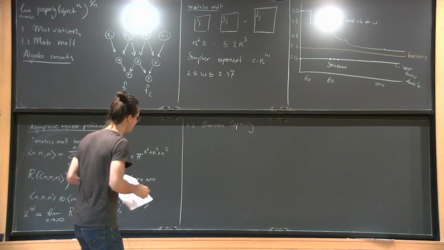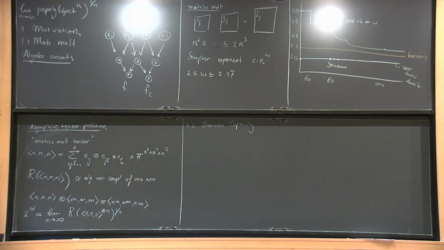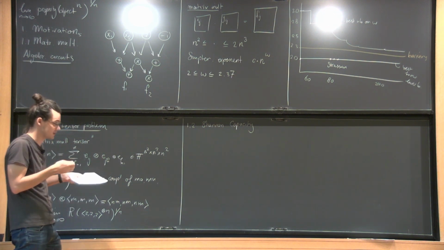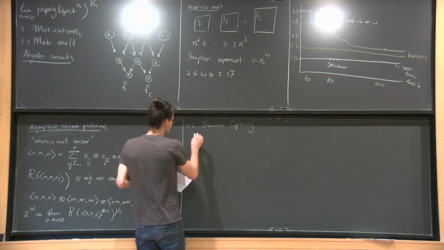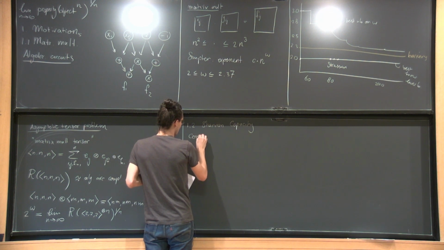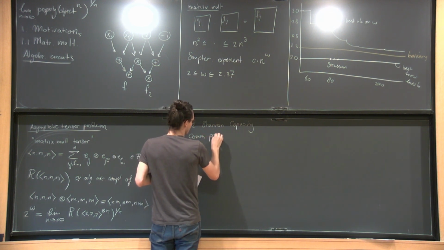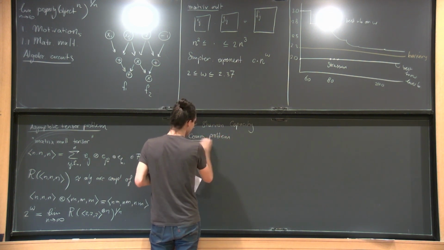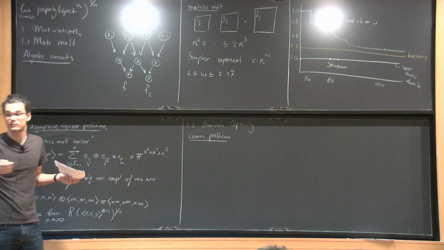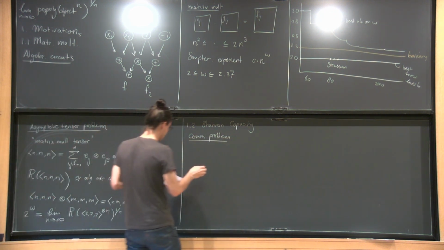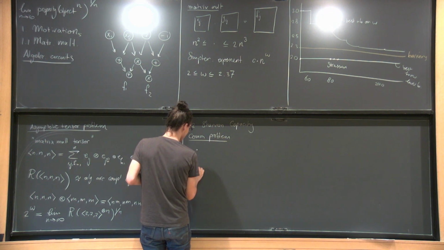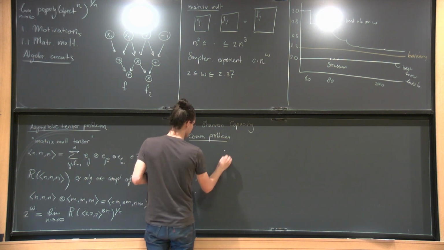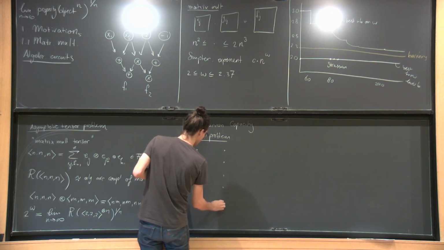Okay. Let's talk about Shannon capacity for a bit. This is motivated by, comes from a problem in communication. So let me start there. We're given a communication channel. For example, this channel.